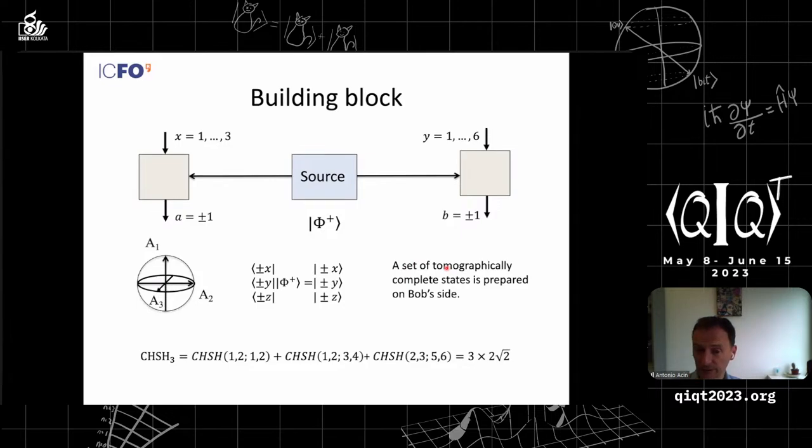This is an object that is very interesting for all these self-testing applications, and we have used it in different scenarios, and some other people have also used this CHSH3 that you can see here. Actually, we also used this CHSH3 in the proof of real quantum theory. But I don't have time to explain it, I'm sorry.